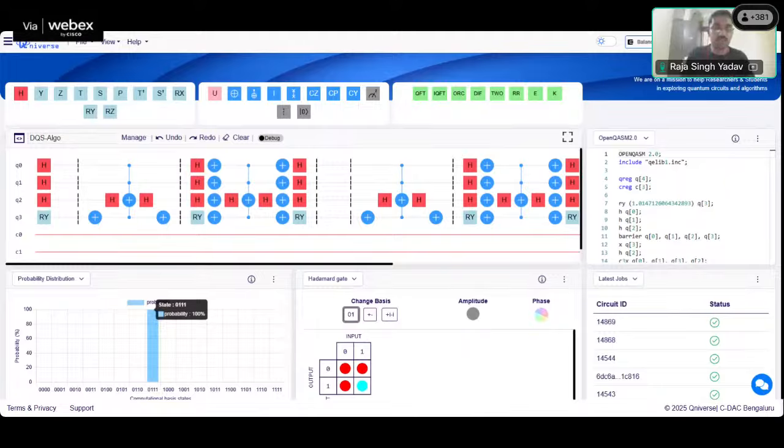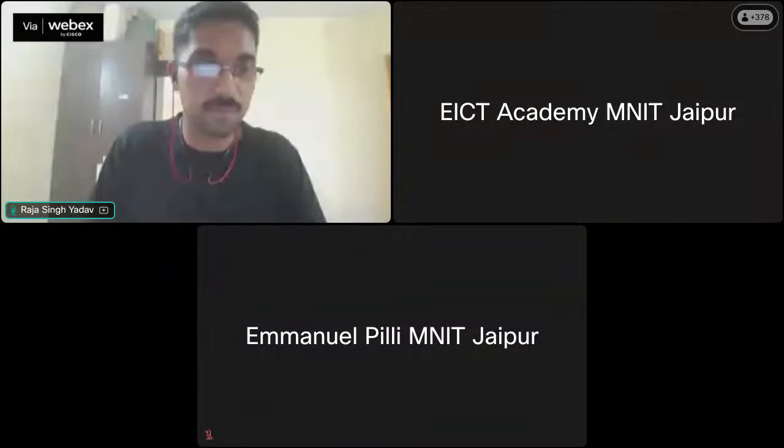So I want you to further explore this particular DQS algorithm and see how you can use it in your own applications where you want a proper deterministic result, a proper 100% chance, instead of some uncertainty. So you can refer to this algorithm also. Yeah, that's it.